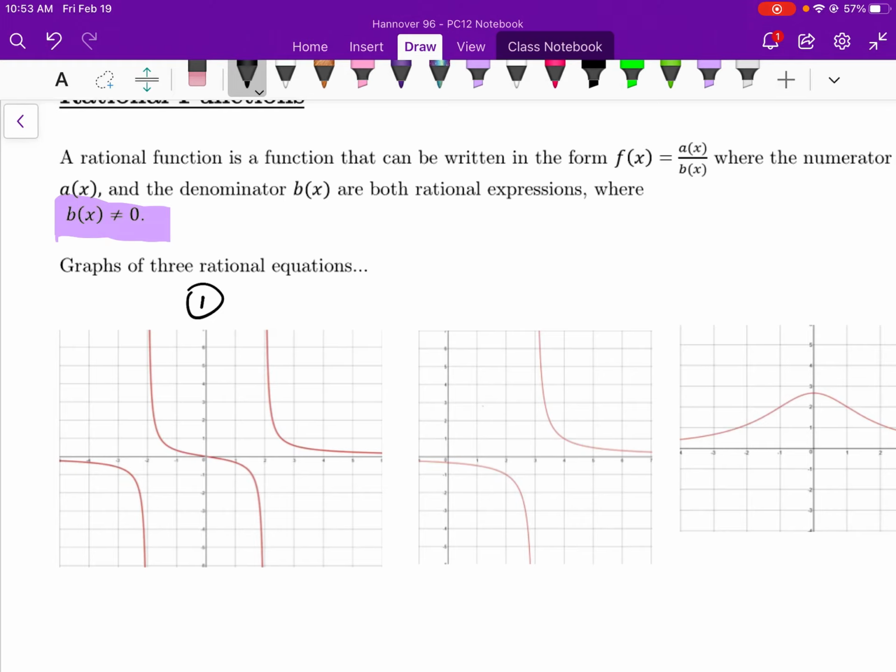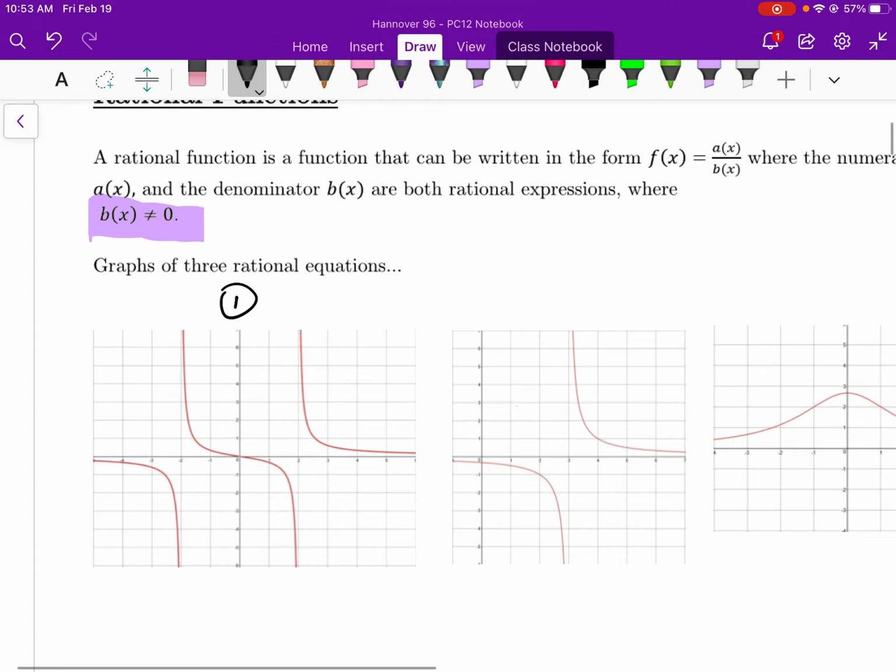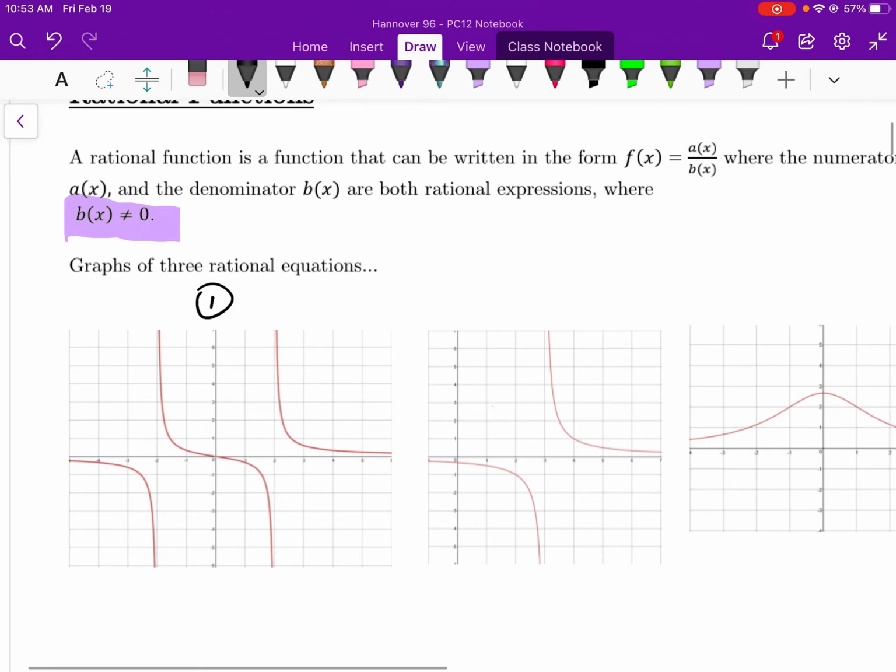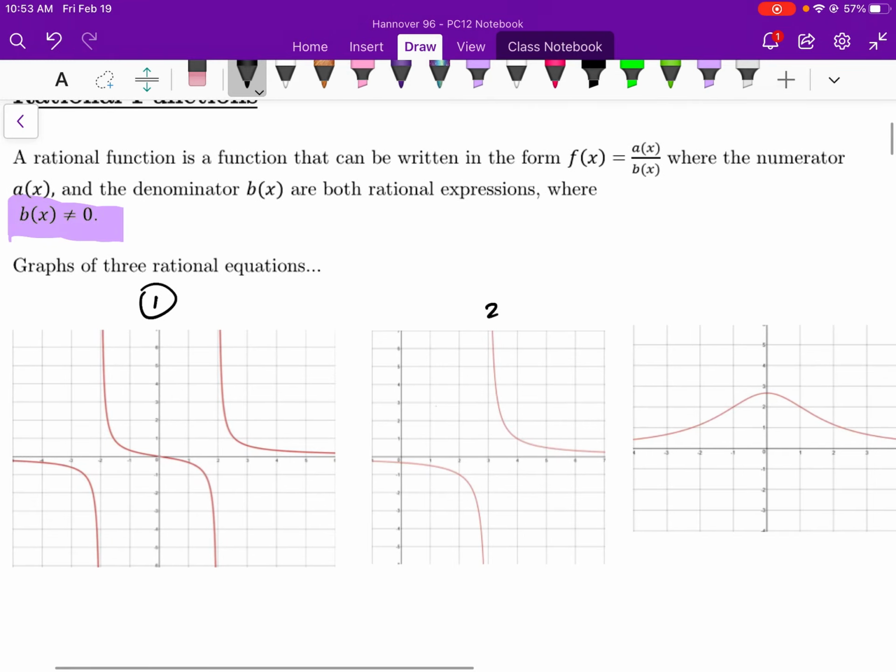So I'm going to talk about the first graph. First graph is absolutely crazy. I don't know how anybody can expect me to draw that. Second graph sort of looks like the first graph, but it's still a rational function. The third graph looks nothing like the first or second graph, but it is still a rational function. All of these are rational functions.